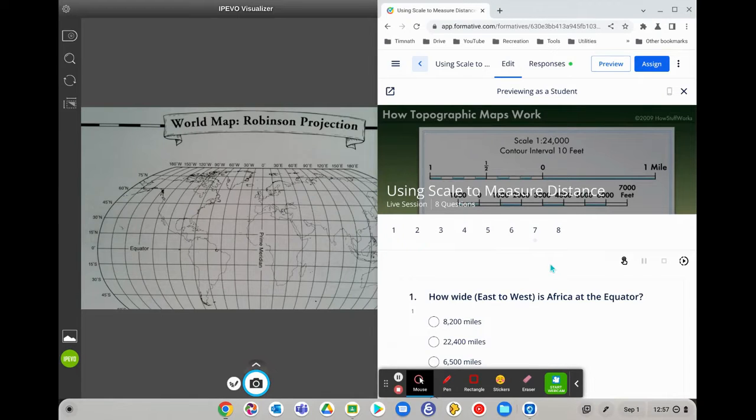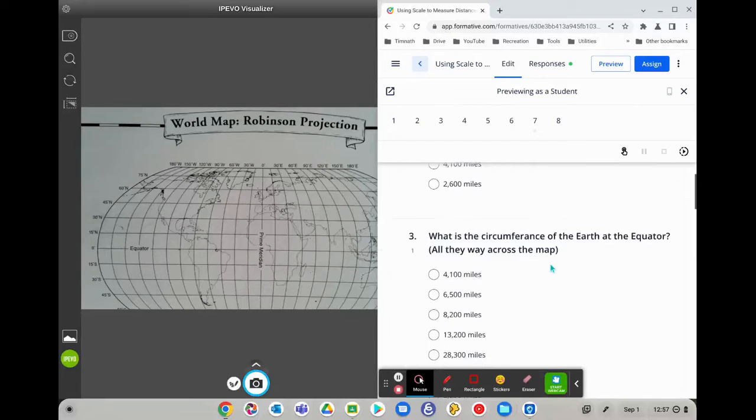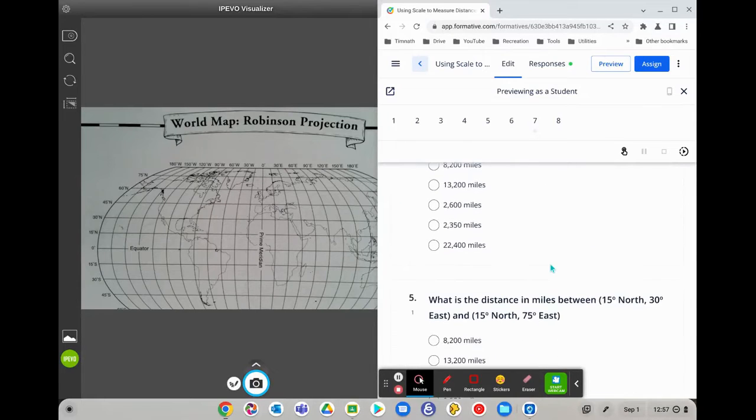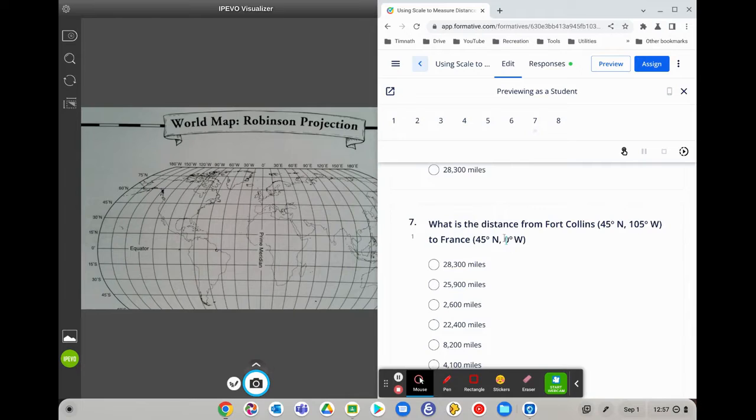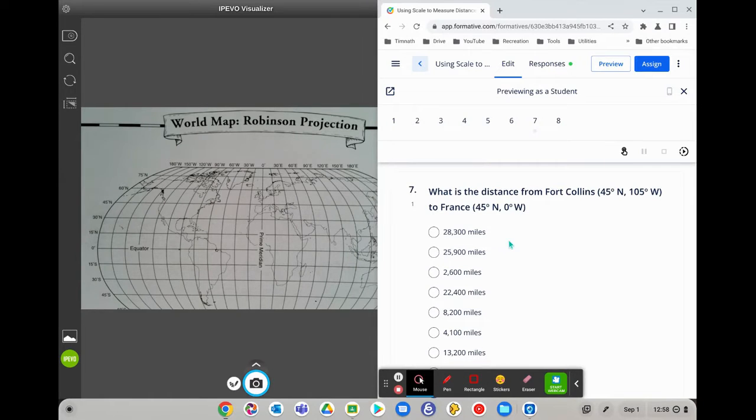To help you understand how to do this, we're going to do one problem together. So I want you to find on your Formative the question that says, what is the distance from Fort Collins, 45 degrees north, 105 degrees west, to France, 45 degrees north, 0 degrees west? We're going to do that problem together.